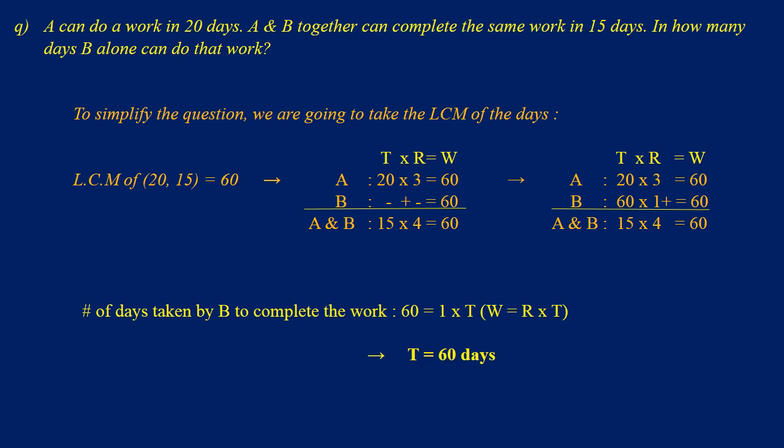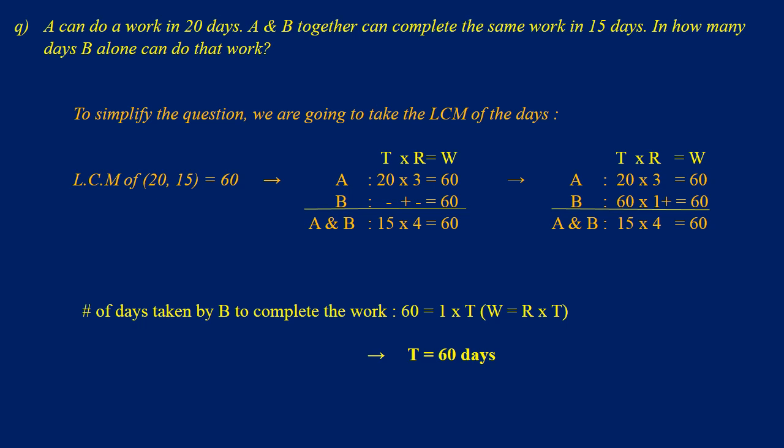This question says that A can do a work in 20 days. A and B together can complete the same work in 15 days. In how many days can B alone do that work? Now, in continuation with the last question, let us see how we can solve this problem.